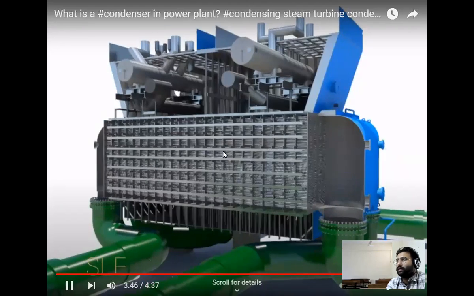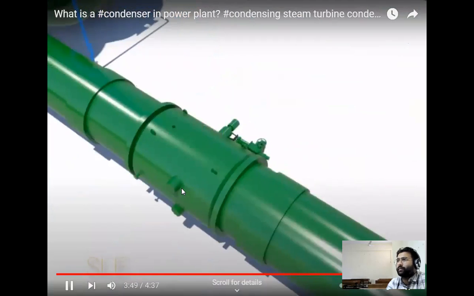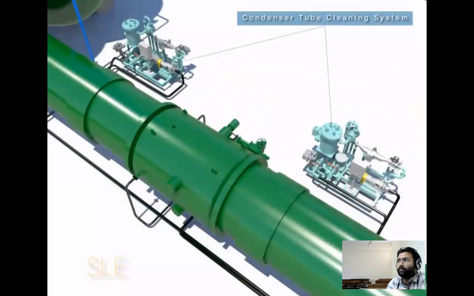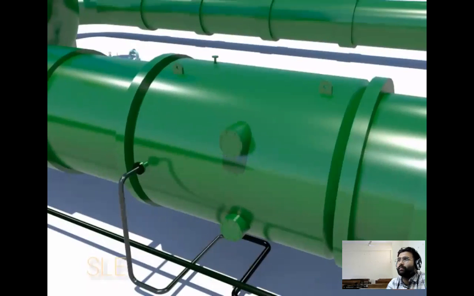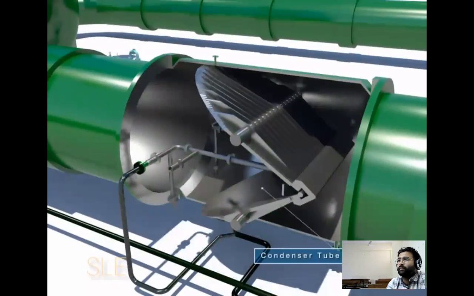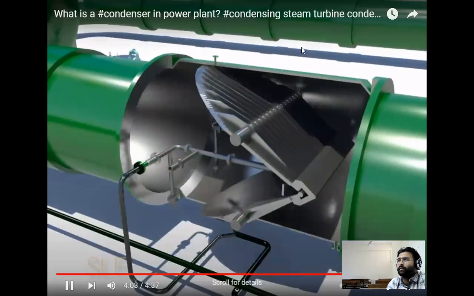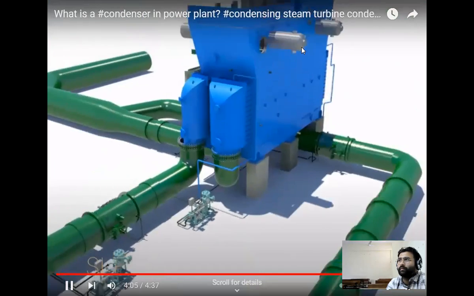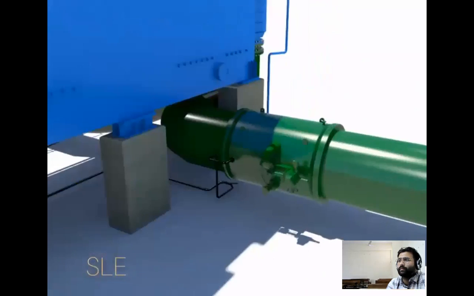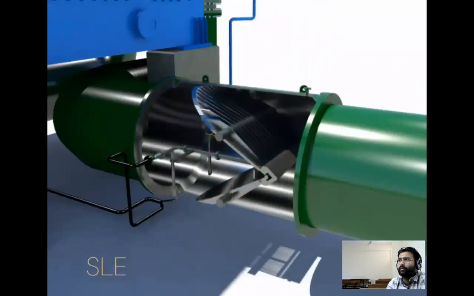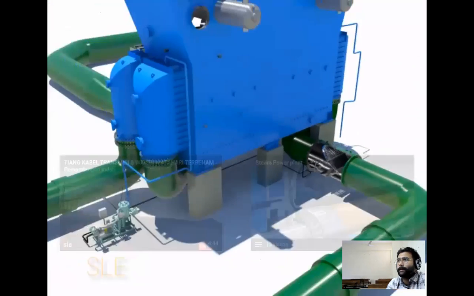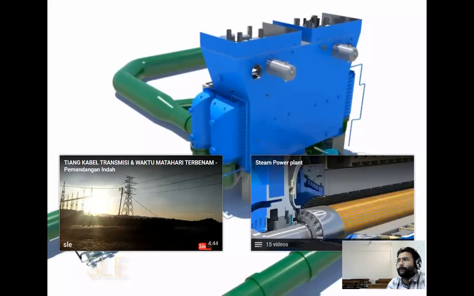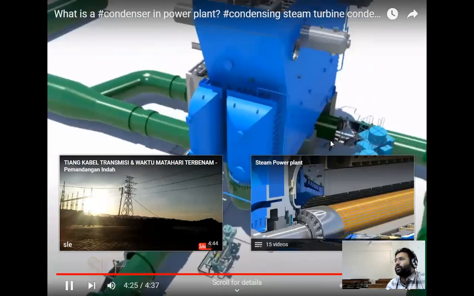It's a hot well where the condensate will be collected. These are the baffles. And there's the extraction pump to take out the condensed water.